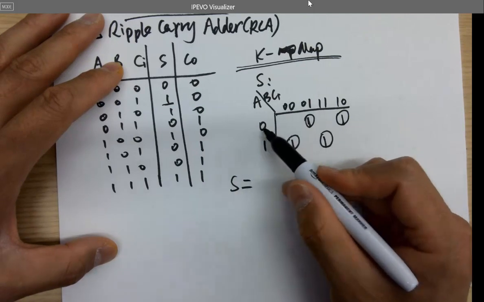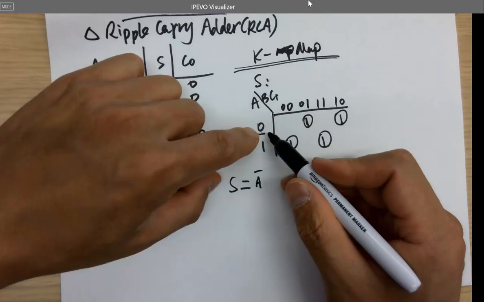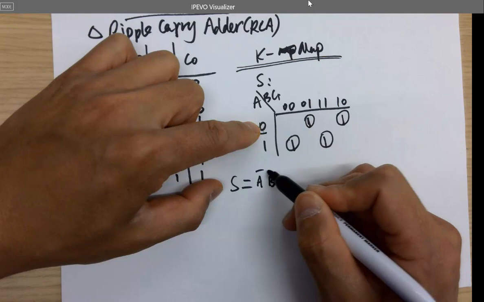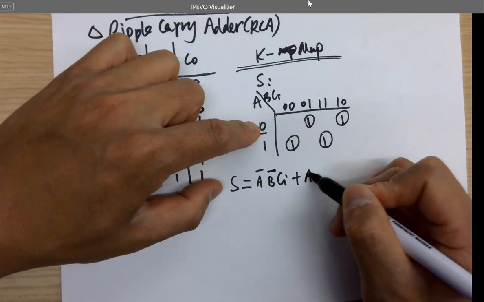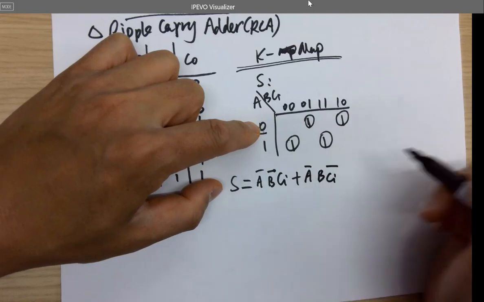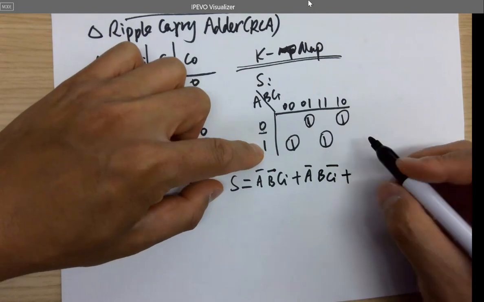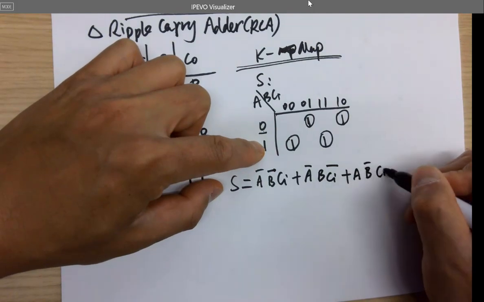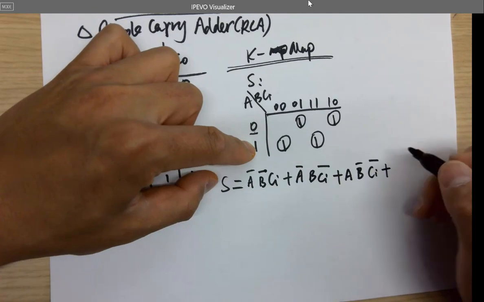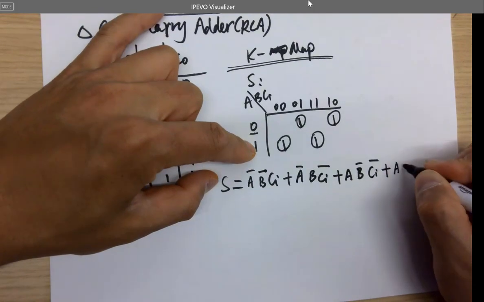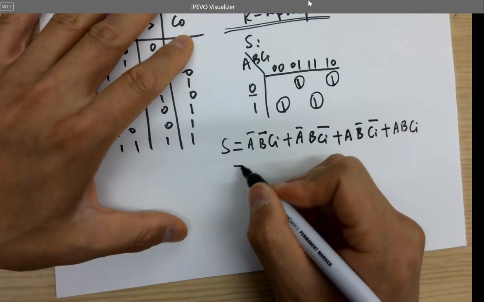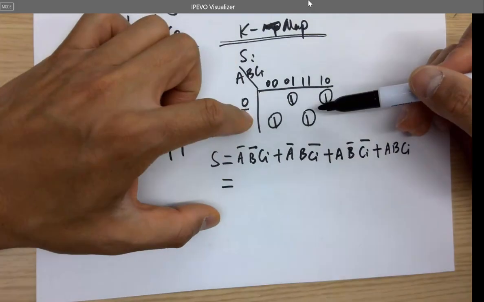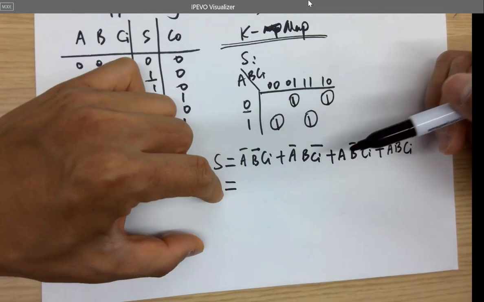What are they? Just to remember how to write it down by looking at the ones. This is A naught because there's a 0 here, right? A naught, B naught, and CI. Or A naught, B, CI naught. Or A, B naught, CI naught. Or A, B, CI. Because if you cannot simplify on the K-map, you won't be able to simplify over here as well.